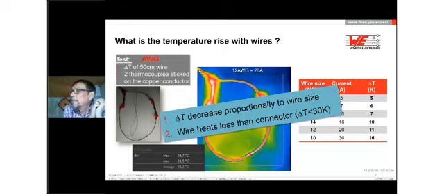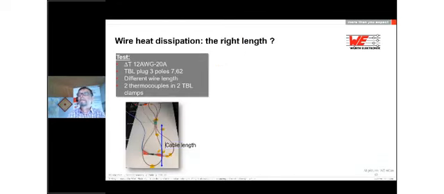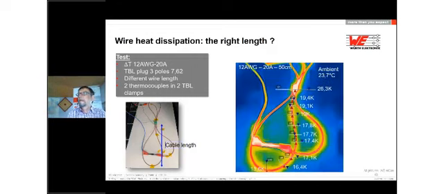So, okay, we talked now about the wire size, about the AWGs, but what is the right length to dissipate the heat? We didn't know that before. We had really to make some tests about that, and we did it like this. We had also the terminal plug with the 3-pole you saw before. This time it's another pitch, it's 7.62 millimeters with a different wire length, and we have 2 thermocouples and 2 TBL clamps inside. And we measured the temperature on the cable.